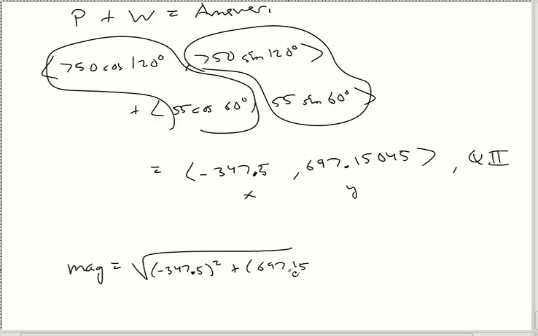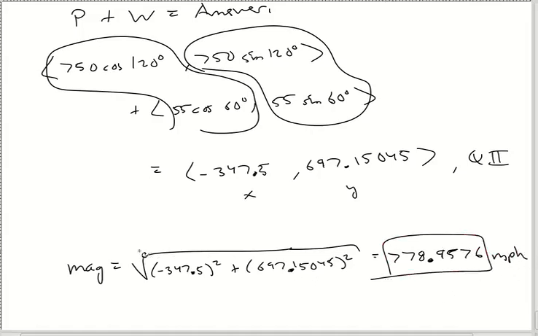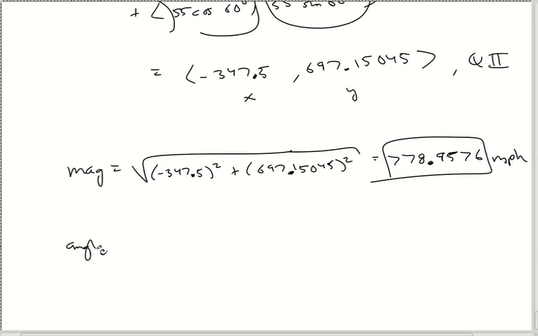0.45 all squared. When I put that all into the calculator, I got 778.9576. And that's miles per hour. Okay, so I got my magnitude. What about my angle? How do I do that?